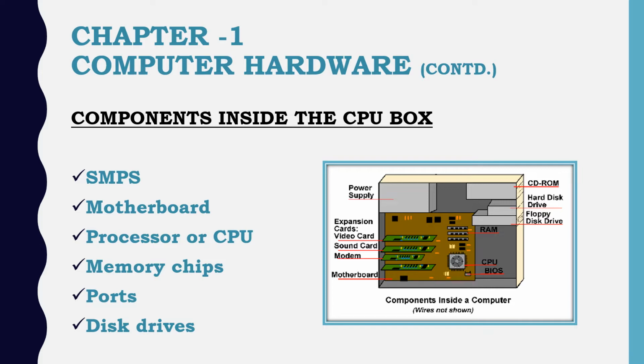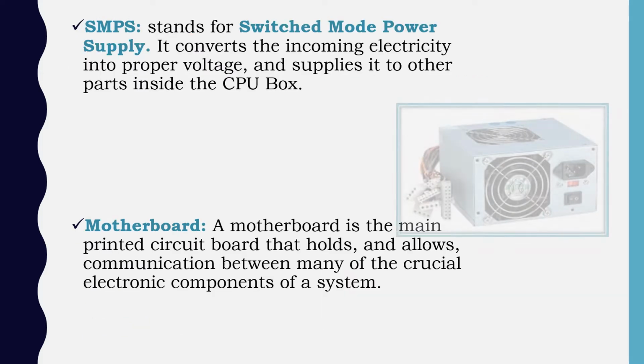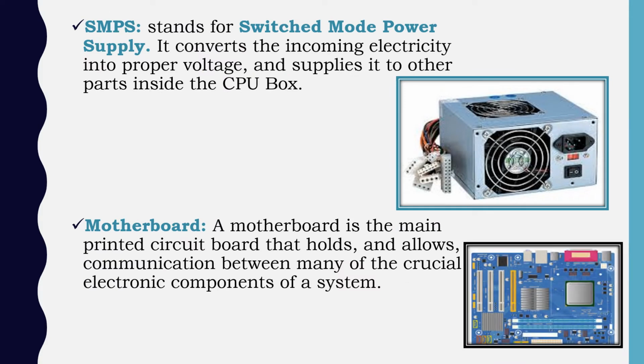Today we are going to discuss the last topic of the chapter, components inside a CPU box. As you already know, various components such as motherboard, processor, memory and hard disk drives are present inside a CPU box. Let us discuss some of these components in detail.